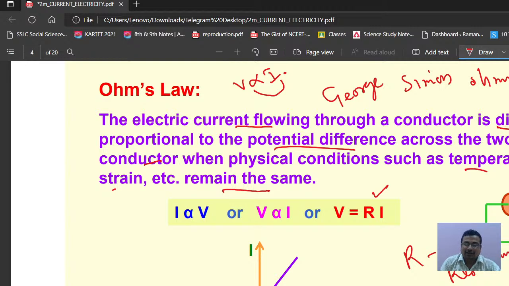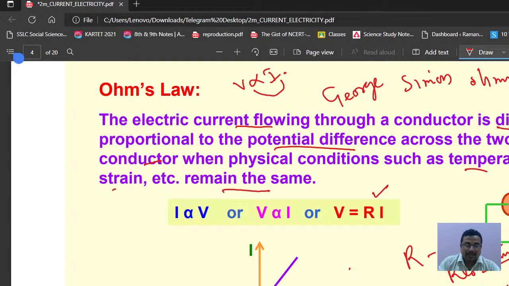What is R, my dear friends? It is resistance. What is resistance? Resistance is opposition to the flow of charge. Resistance means opposition to the flow of charge. That is called resistance. The SI unit of resistance is ohm. That is represented by this symbol.